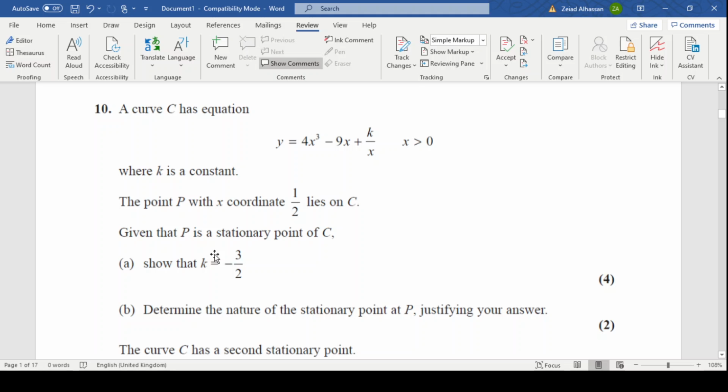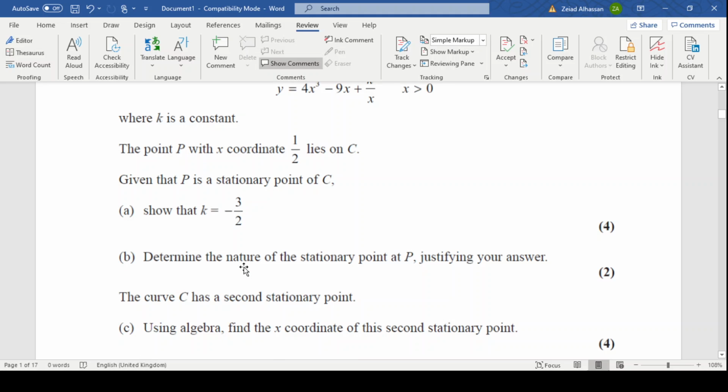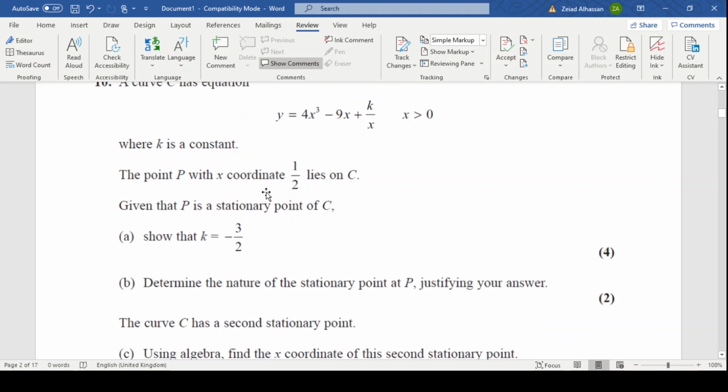This example: stationary point, determine the nature. Let's see this example, a curve with this equation where k is constant. The point P with x coordinate half lies on the curve C, given that P is a stationary point. So in this question, it is an indirect question. First of all, y equals 4x power 3 minus 9x plus k x power negative 1, so we can do differentiation where x is greater than 0.